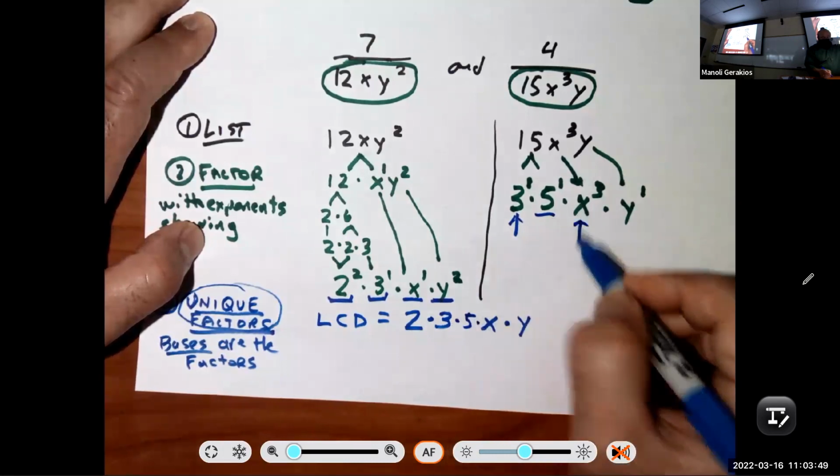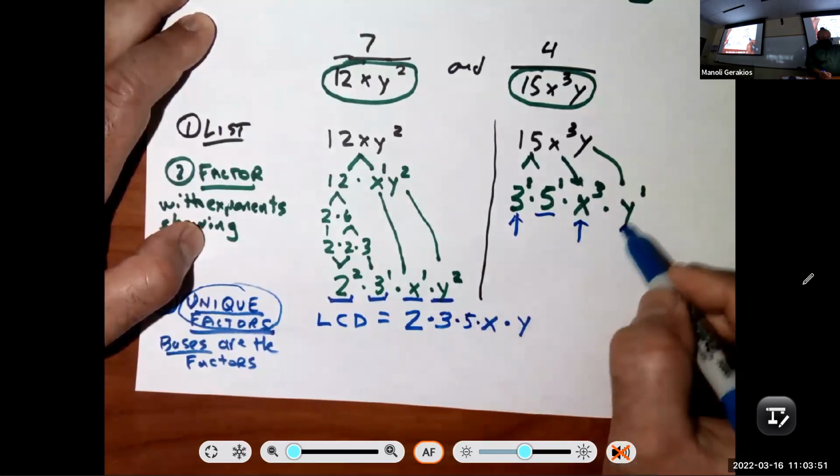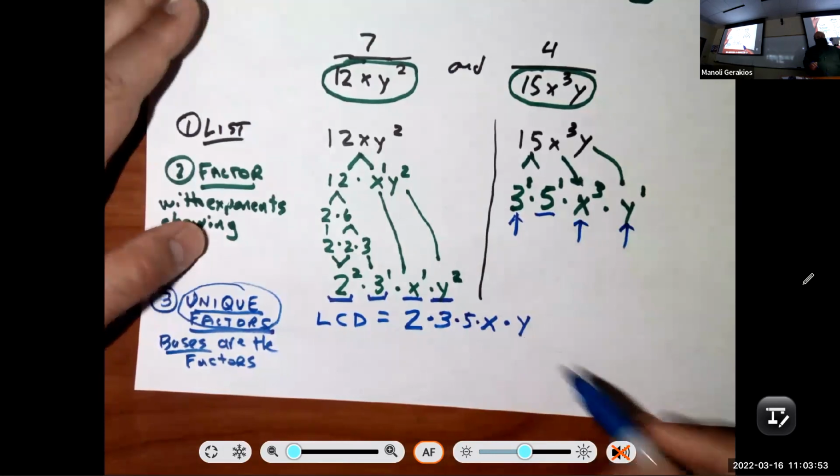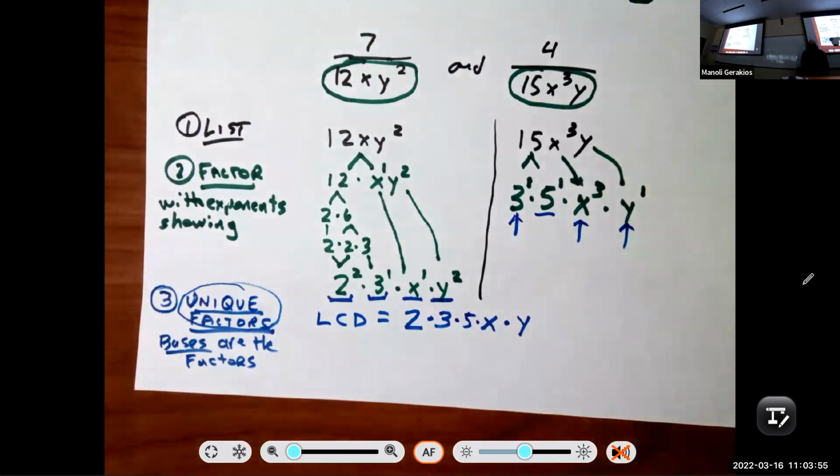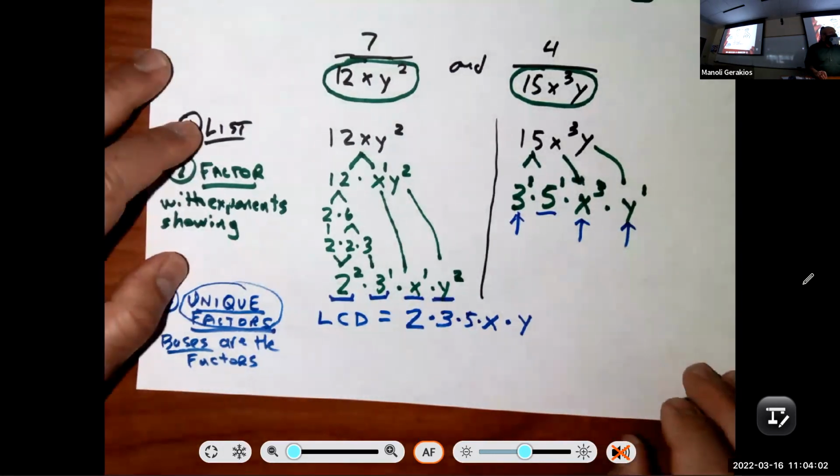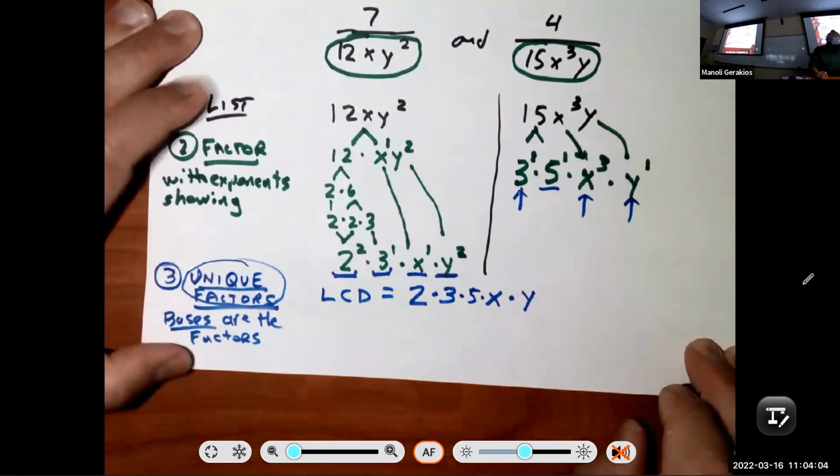Are X's already in here? Yes. Are Y's already in here? Yes. So then I've got one of every kind of factor. This is how you build an LCD the right way. And even your book, that's the right way too, what your book shows. It's just, this is more broken down a little bit.